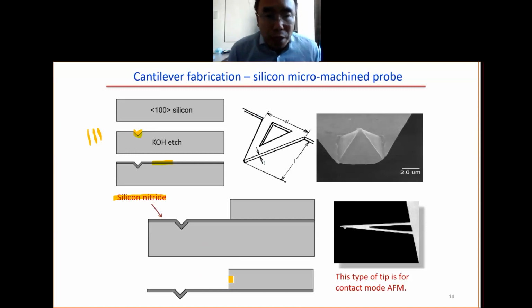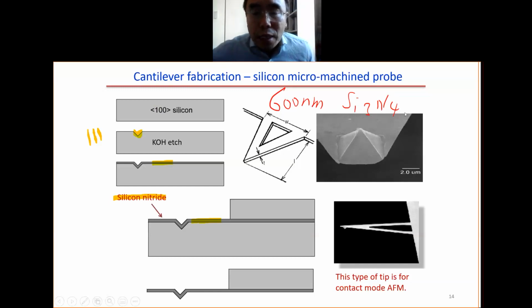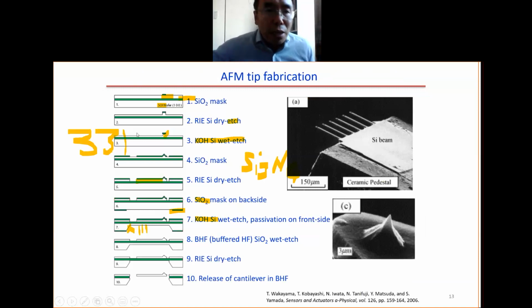The most important advantage of this tip is that the cantilever here is determined by the film thickness. For example, if you deposit 600 nanometer silicon nitride using low pressure chemical vapor deposition (LPCVD), then the cantilever thickness will be 600 nanometer. It's well defined. But in the other one, the cantilever thickness is defined by this etching process. So even though the etching may be accurate, the starting SOI wafer is not accurate.